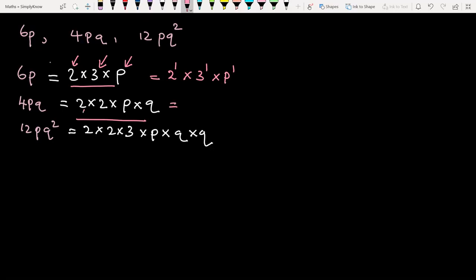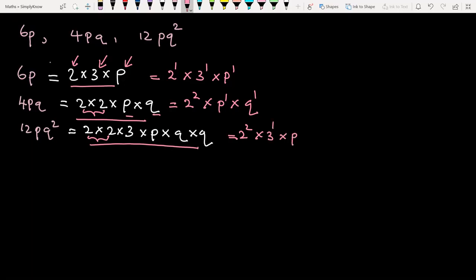Then what about here? We got 2 2's. So 2 to the power 2 times p to the power 1 times q to the power 1. Then this product, there are 2 2's, 2 to the power 2 times, only 1 3 and 1 p. So 3 to the power 1 times p to the power 1 times, we have 2 q's, so q to the power 2. Then we need to identify the greatest power of each factor.